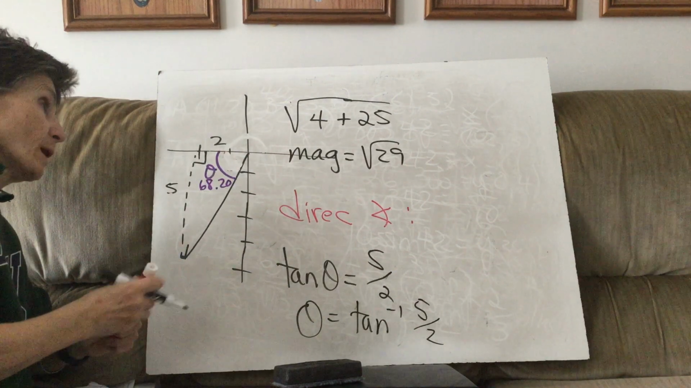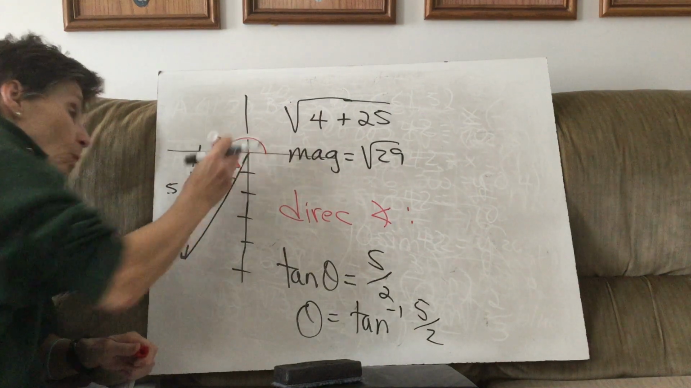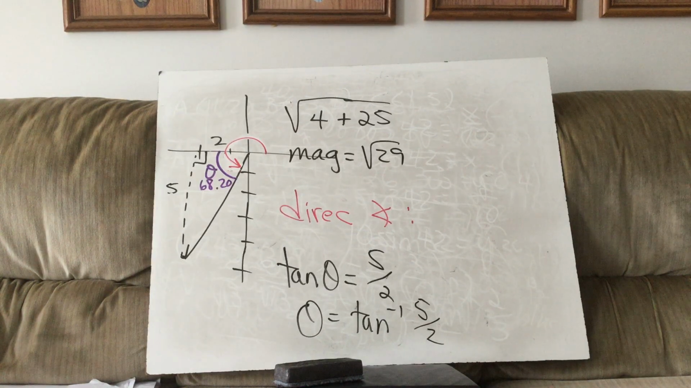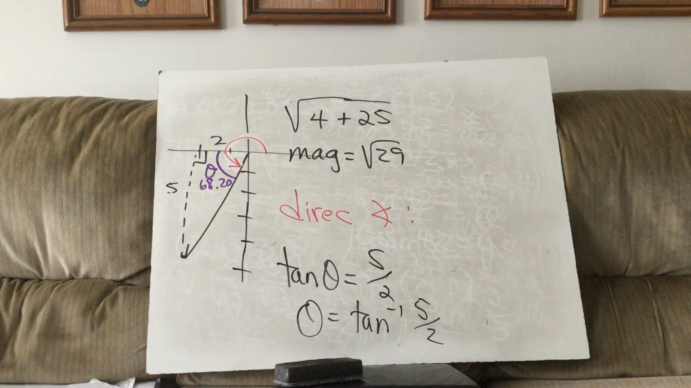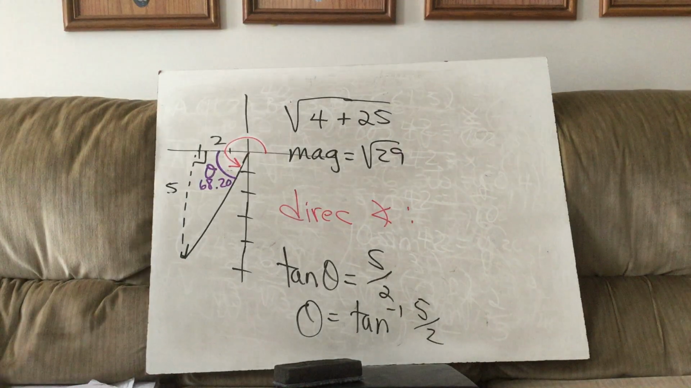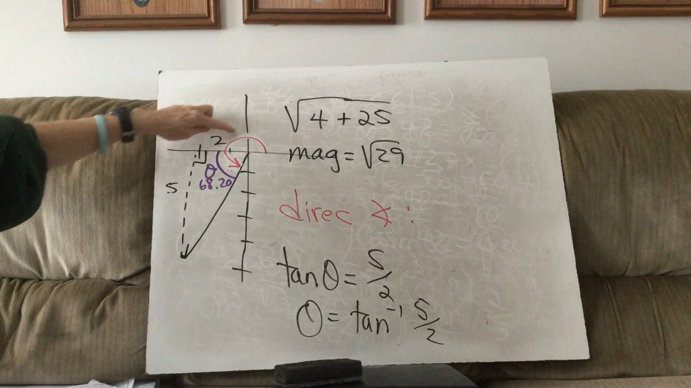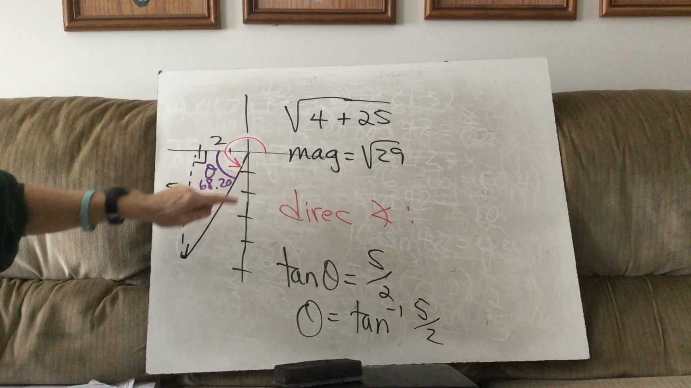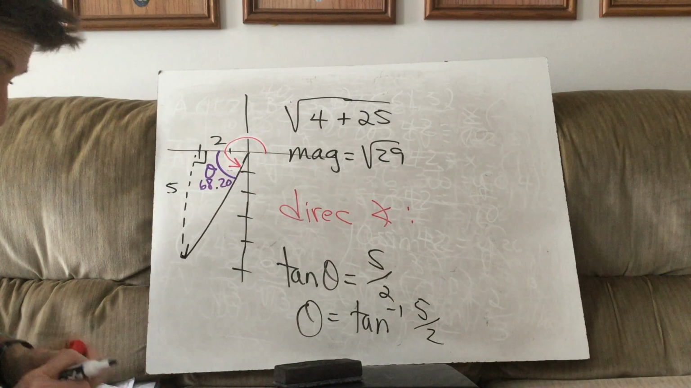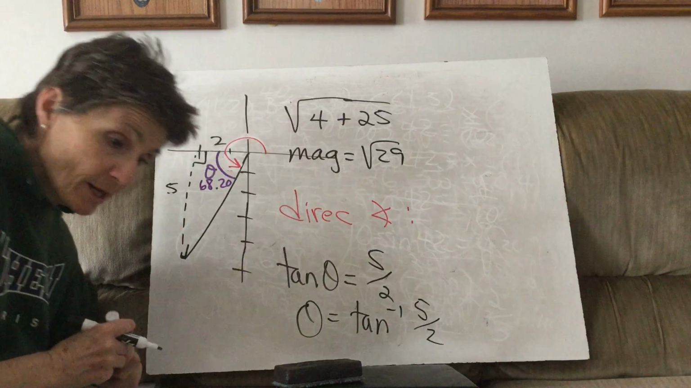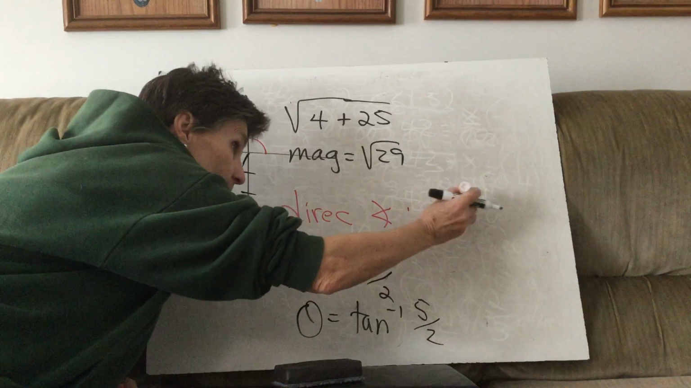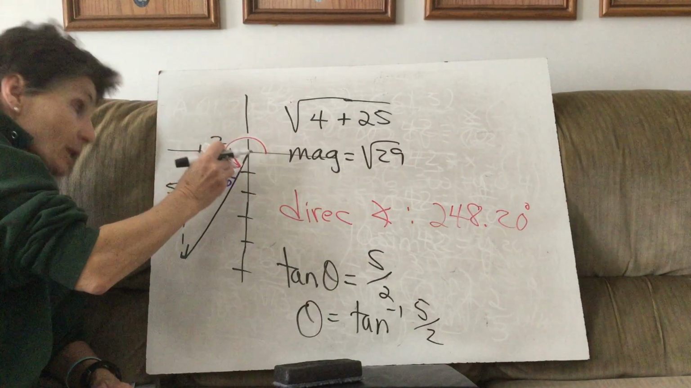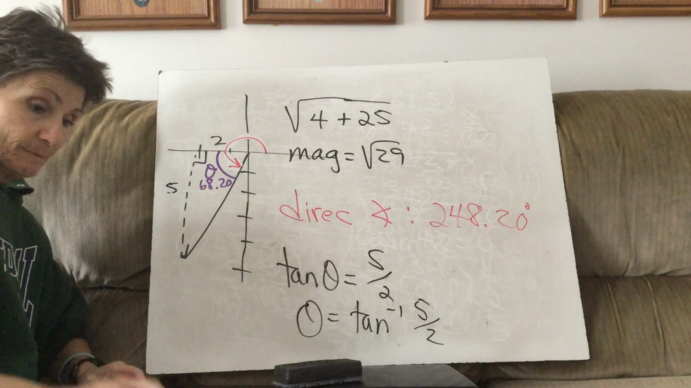But I don't want the purple one. I want the red one. And if I'm going to get the red one, how am I going to figure that? Well, remember, from here to here is 180. And then you're going 68.20 more. So if we just add 180, we're going to get our direction angle, which is 248.20 degrees. It's 180 plus the one in the triangle.